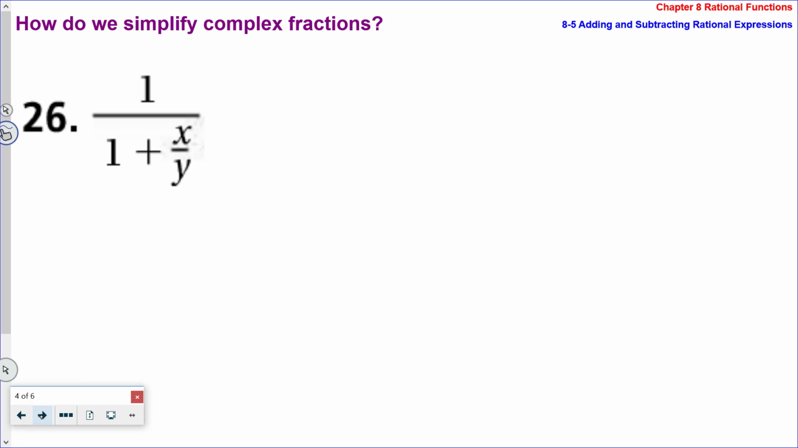All right, please copy this question down. You wrote the steps down just a moment ago. In order to simplify a complex fraction, what's the first step? All of you should have it on your paper.